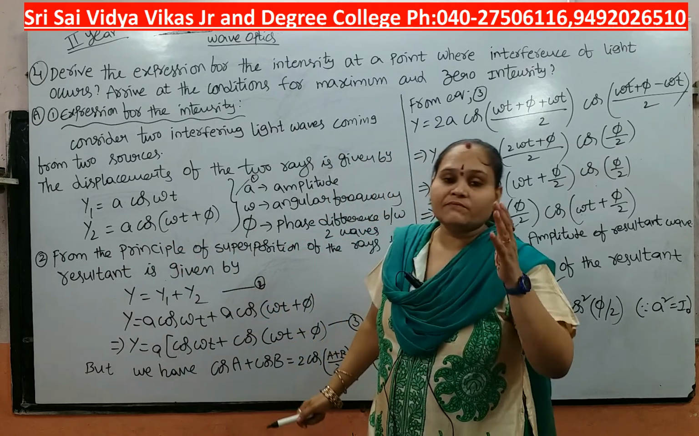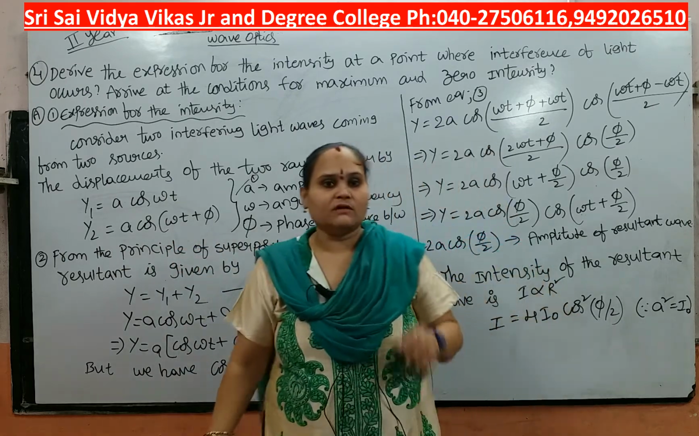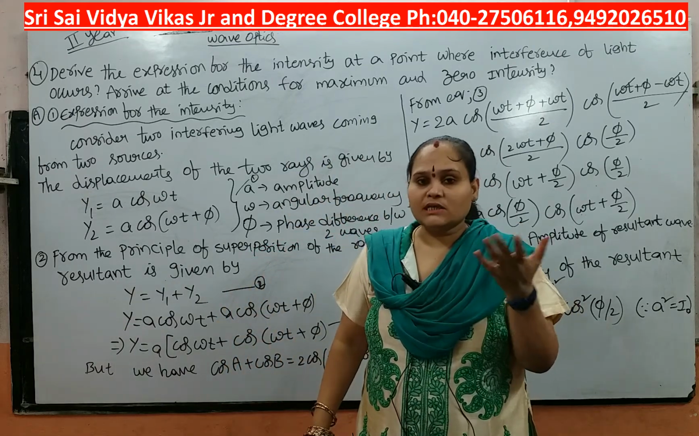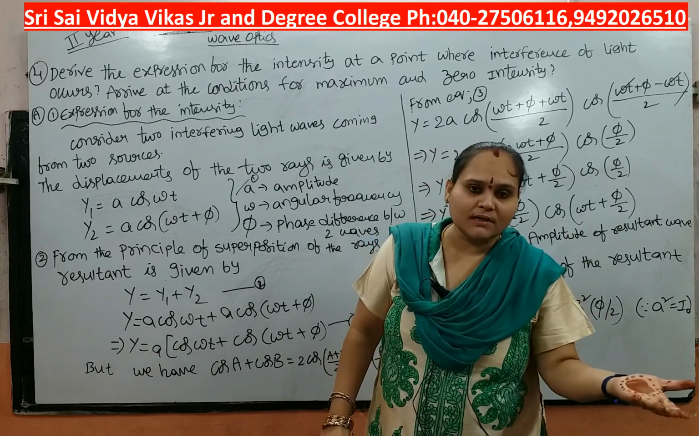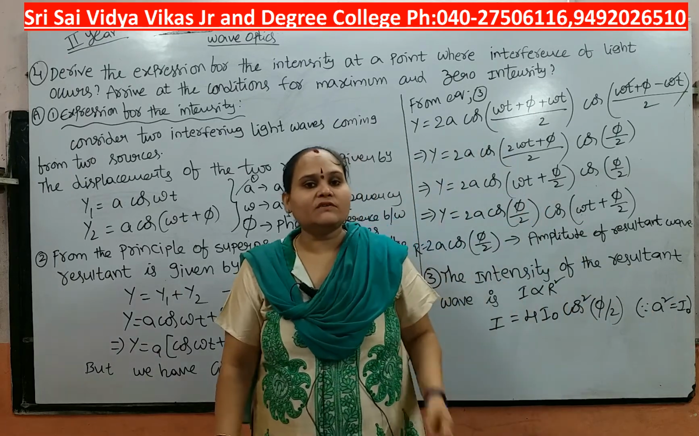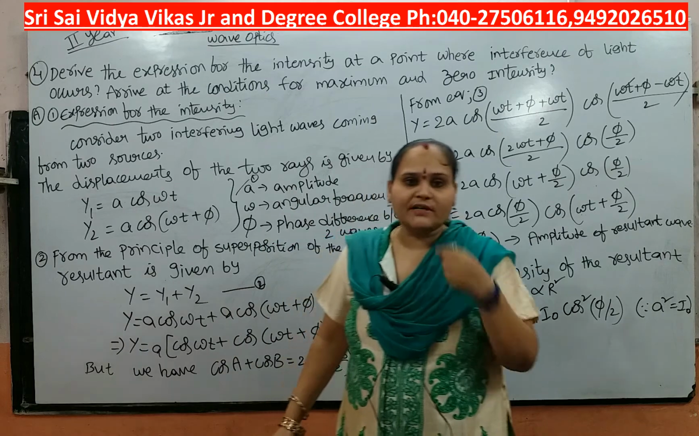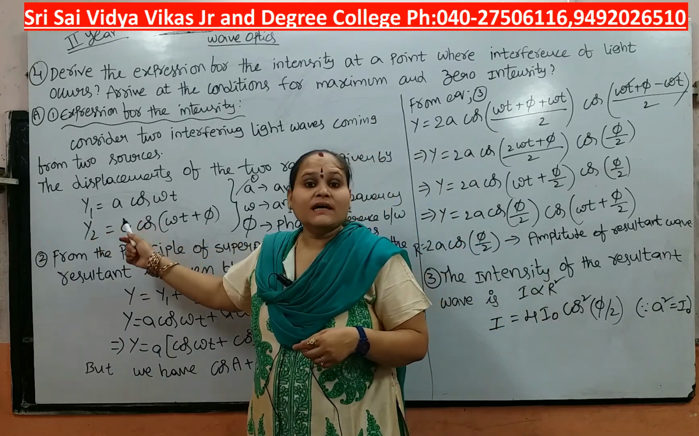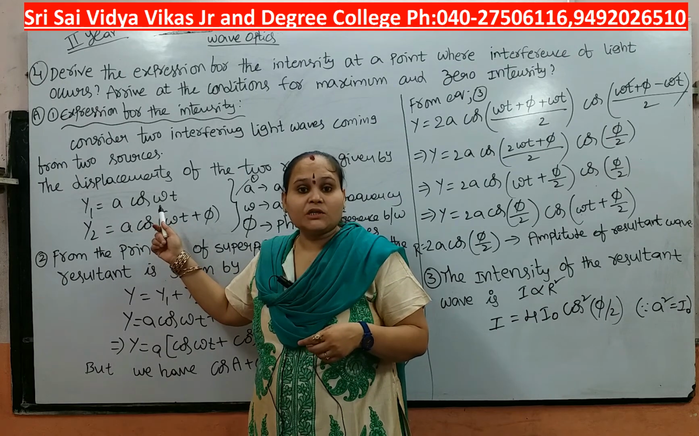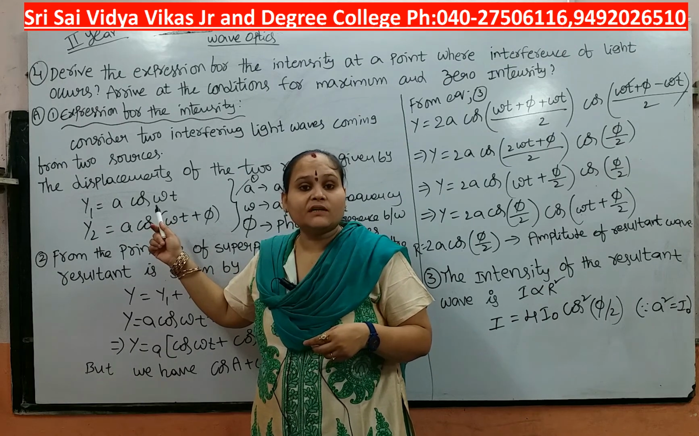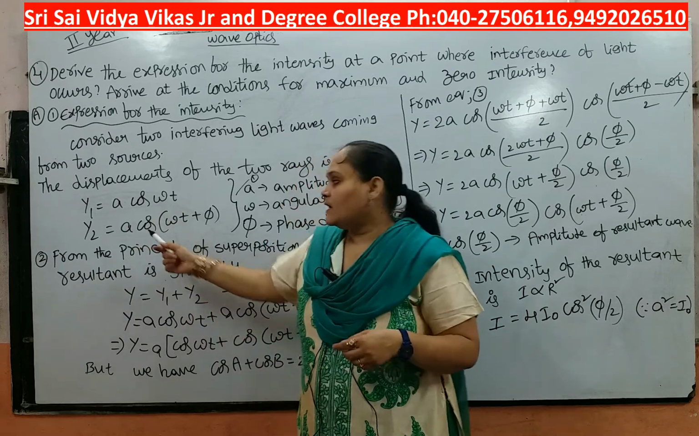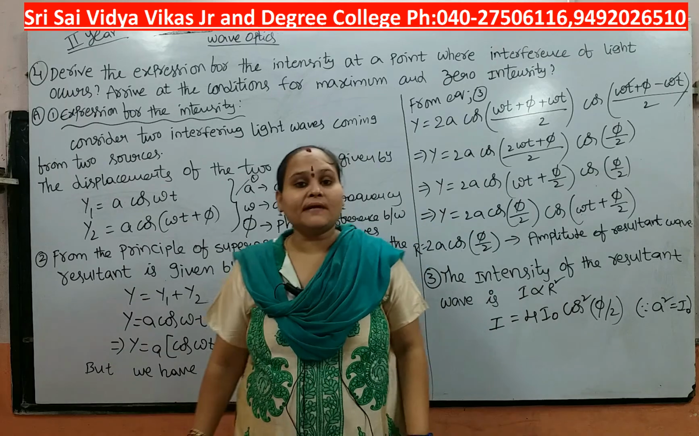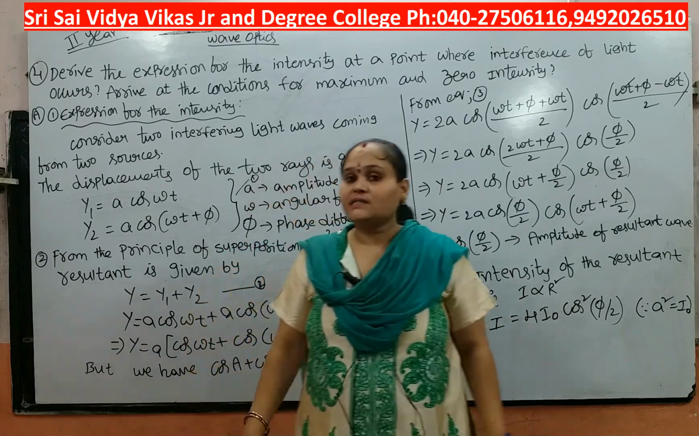That means there exists some phase difference between these two waves. We are considering two waves coming from two different sources, and their equations can be represented with their displacements. The displacement is represented with y. Here we are taking two different sources. So the first wave has the displacement y1 equal to a cos omega t. This is the expression for the displacement of the interfering wave. And the second wave has the equation y2 equal to a cos (omega t plus phi). Here phi indicates the phase difference.